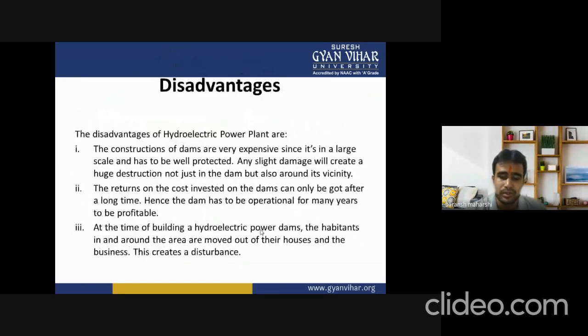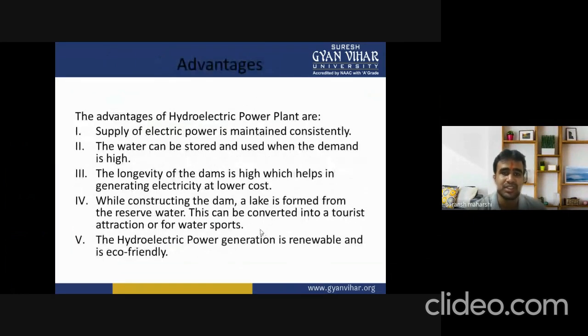Now we will discuss some advantages of the hydroelectric power plant. Here, the supply of electric power is maintained consistently. Second, the water can be stored and used when the demand is high. The longevity of the dams is high, which helps in generating electricity at a lower cost.